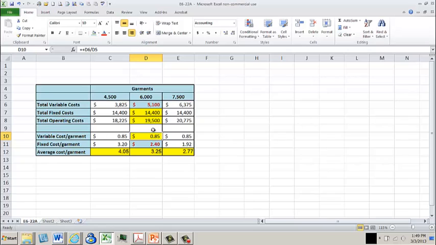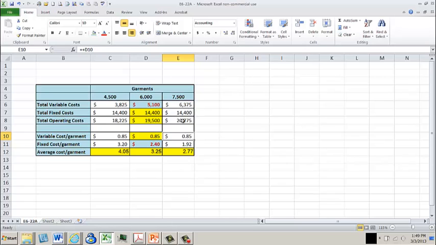And then now I know my pieces, so I can take my fixed cost, which is going to be D11 times D5. Then I'm going to add those two together to get my total operating costs. And then I can come down and get my average cost by dividing my total cost divided by my units. So now I've got one whole line all figured out. Well, from here, the variable cost per garment is going to be the same under all the units.